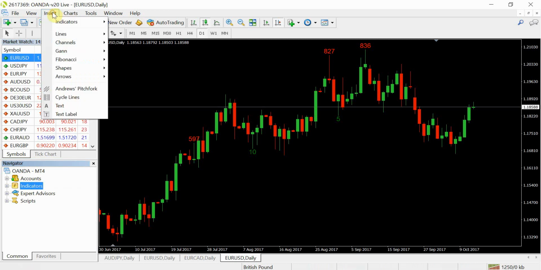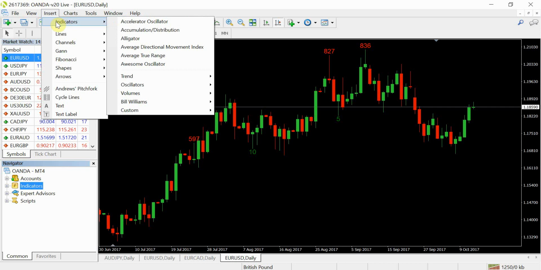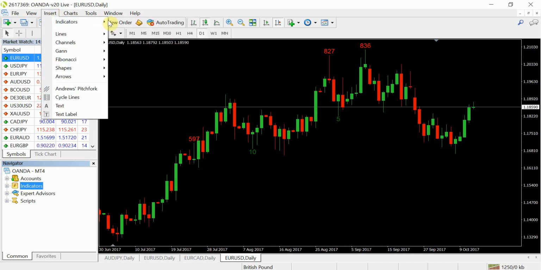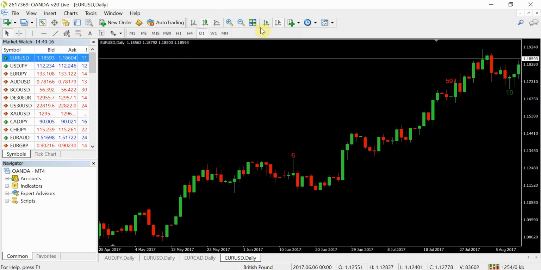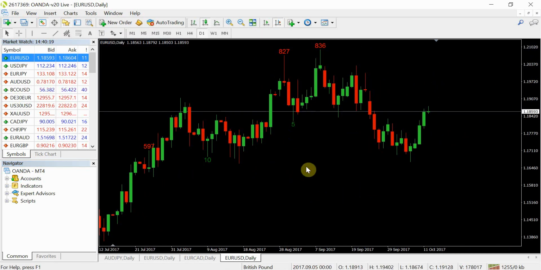Then to put the indicator onto the chart, you go to Insert, Indicators, Custom, and then select the Price Action Indicator version that you're using. I've already got the indicator up and running. Ignore these numbers for now, they'll all become clear inside a second.